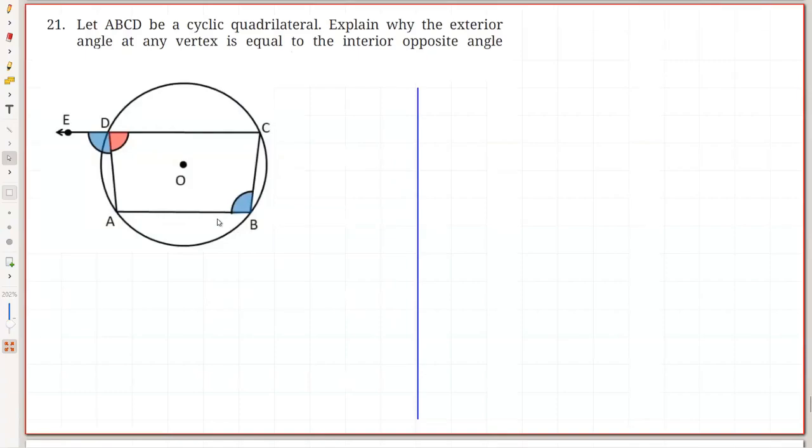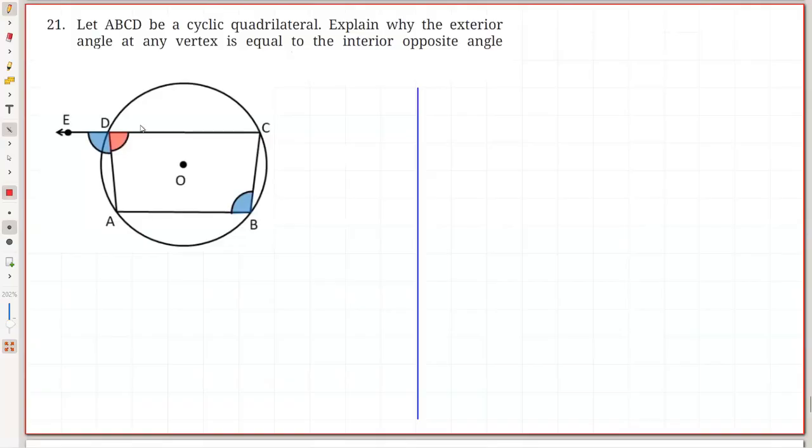ABCD is a cyclic quadrilateral. All the 4 points should be on the circle. Now we have to take one exterior angle. They ask us to check the exterior angle. I'm just taking this point. This angle, ADE, is an exterior angle.